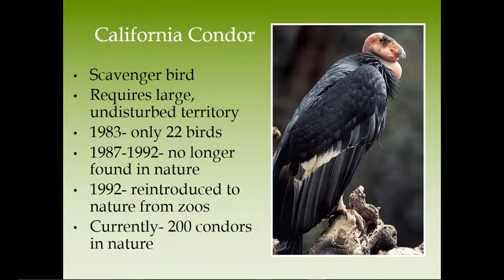A good example of an endangered species is the California condor. The condor is a scavenger bird that requires a very large undisturbed territory, which is very hard to come by these days. In 1983, the species dropped to 22 birds, almost making the species extinct. From 1987 to 1992, they were no longer found in nature, but only in zoos. And then in 1992, they were reintroduced back into nature, and today there are currently over 200 condors in the world, so it's slowly getting better.